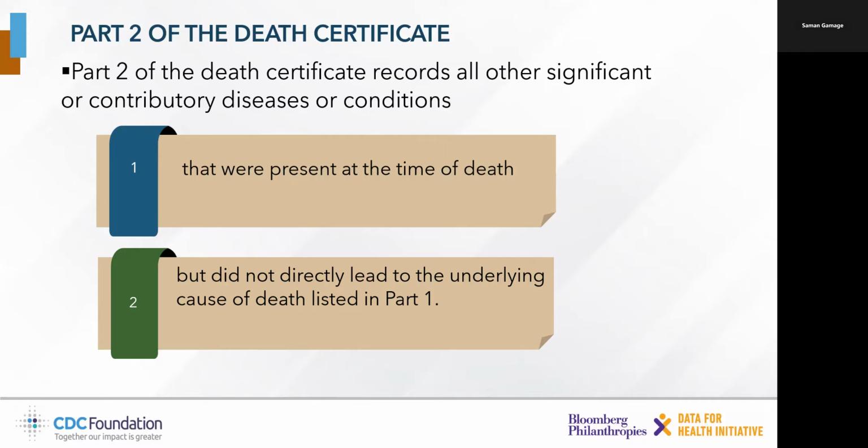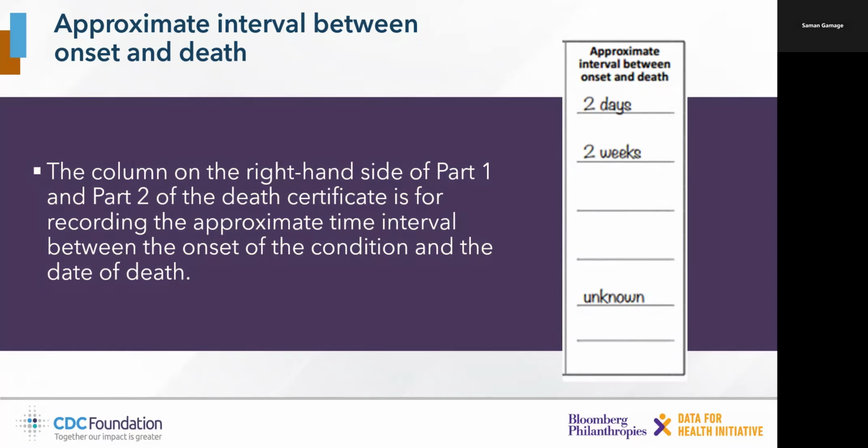The condition should be present at the time of death if you want to report it in Part 2 as a contributory cause, and it does not directly lead to the underlying cause of death listed in Part 1. Then there is a column to report the time interval, the approximate interval between onset and death. The column on the right-hand side of Part 1 and Part 2 of the death certificate is for recording the approximate time interval between onset of the condition and the date of death.